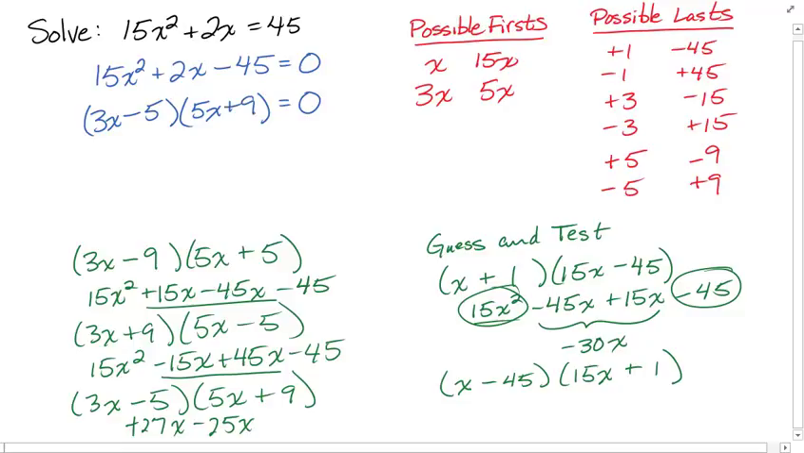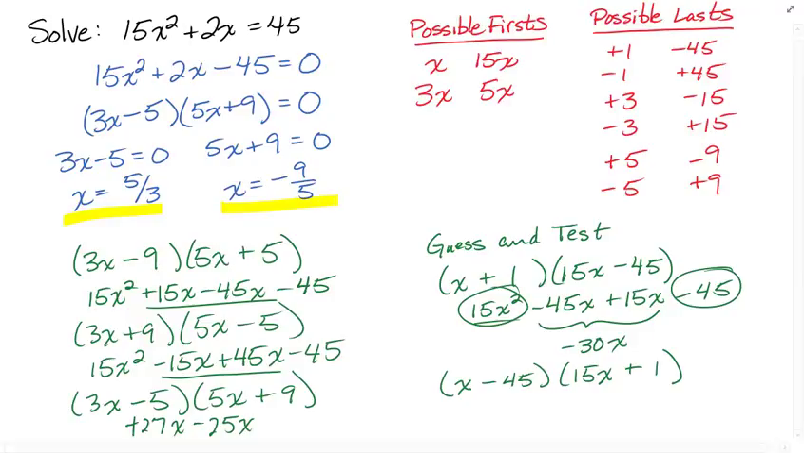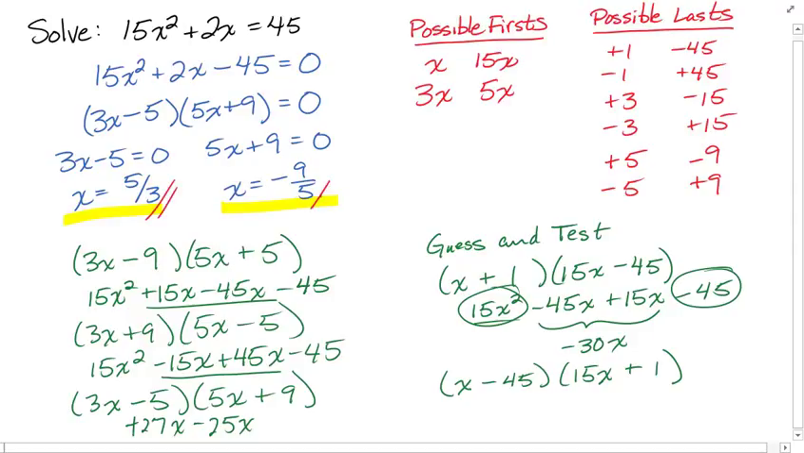So we've factored it. Now, once you've factored it, the next thing you do is you set each factor equal to 0 and solve each one of those little equations. So this one here is going to lead to x equals 5/3. This one's going to lead to x equals negative 9/5. And now you have your two solutions. And you could check those by plugging them back in.